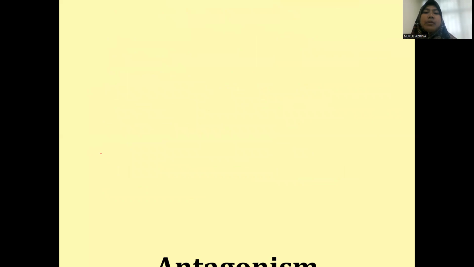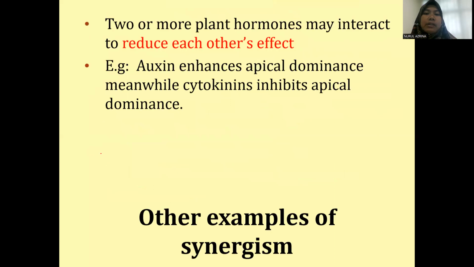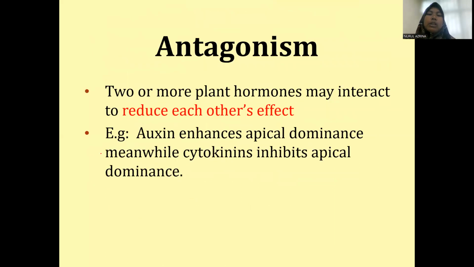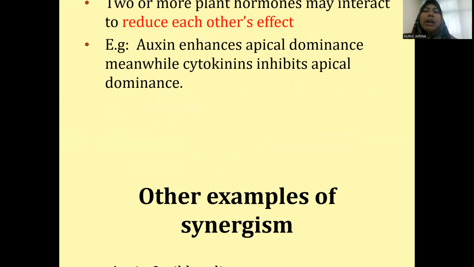Okay. Next, we go to antagonism. What is antagonism? Antagonism is a situation when two or more plant hormones interact by reducing each other's effect. So they are antagonists, opposite to one another, right? For example, the first example of antagonism, auxin and cytokinin. Auxin enhances apical dominance, while cytokinin inhibits apical dominance. So this is the antagonistic function between auxin and cytokinin. Okay, what are the other examples?